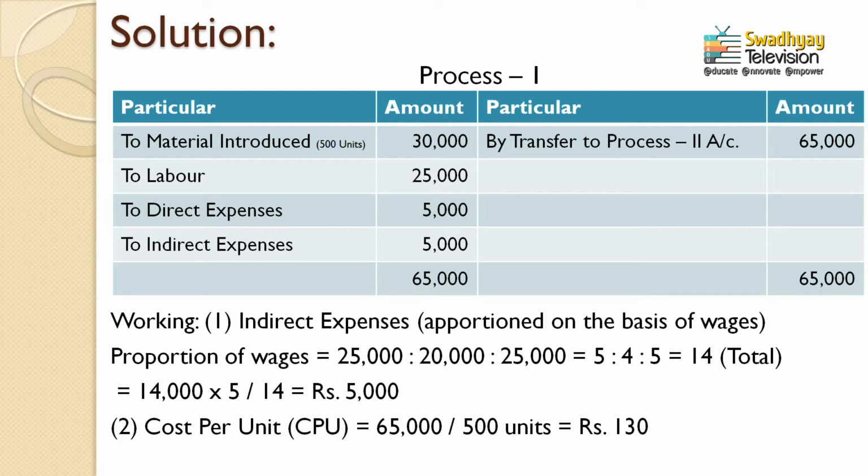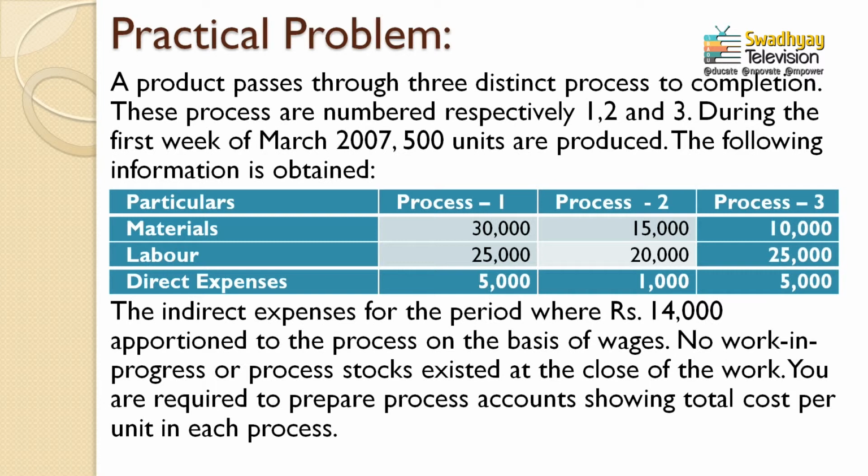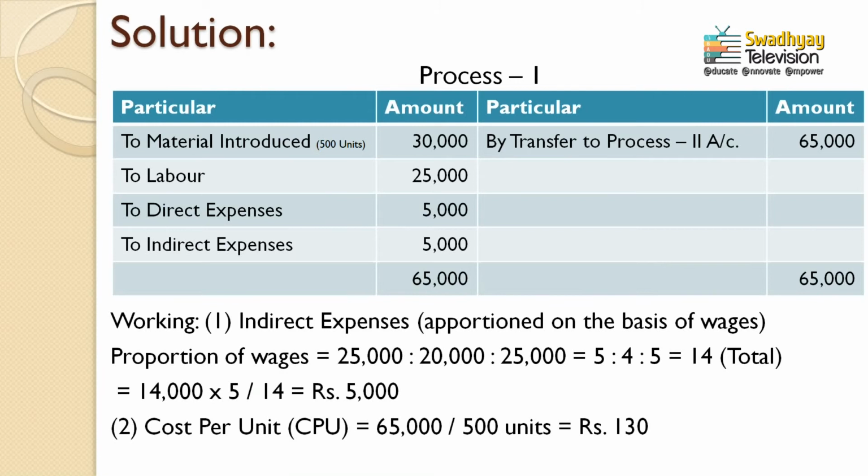So that is the indirect expense for process 1. It will be recorded on the debit side, rupees 5,000 of indirect expenses. So in front of indirect expenses, rupees 5,000 in the process 1 account. Now from the question you can identify we don't have any income so far. So on the income side, on the credit side, we don't have any income so far. We are not supposed to consider it.